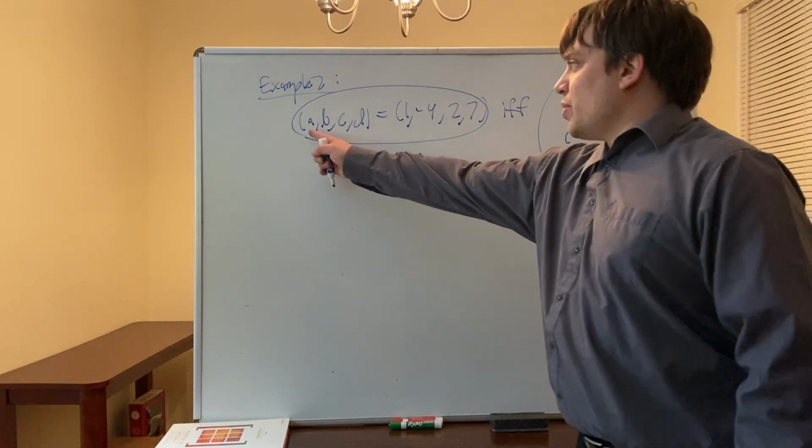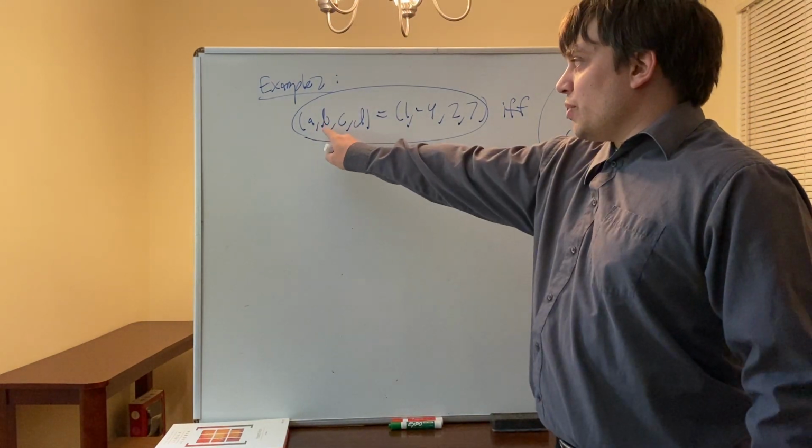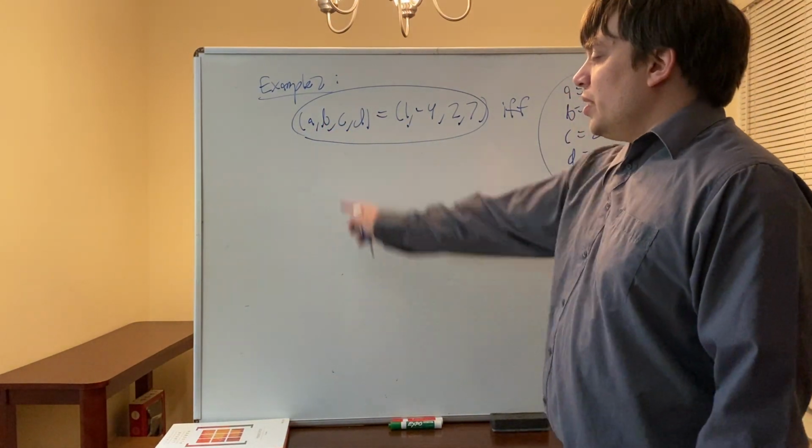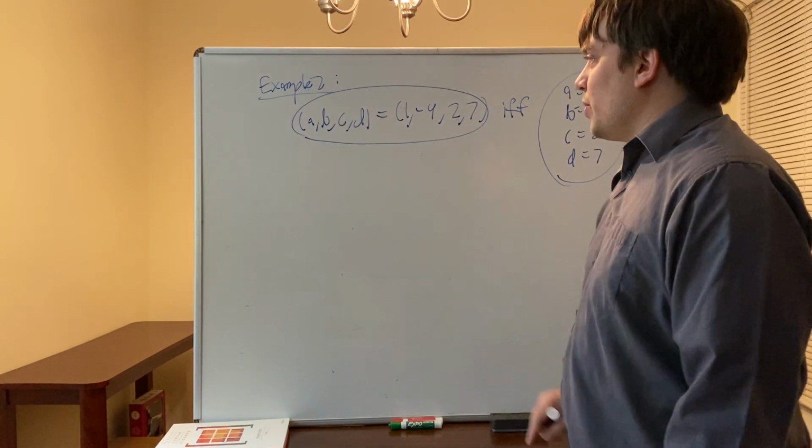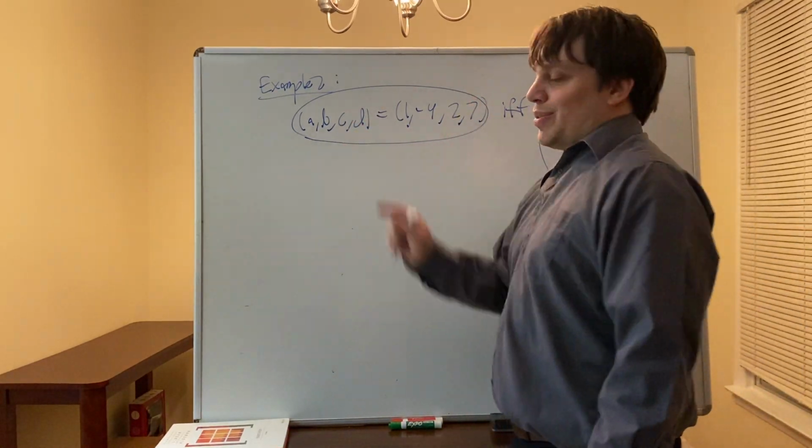So their first components are the same, so A equals 1. Their second components are the same, so B equals -4. The third components are the same, so C equals 2. And the fourth components are the same, so D equals 7.